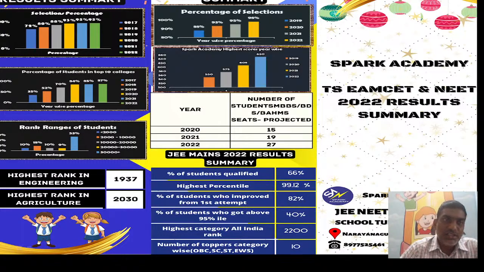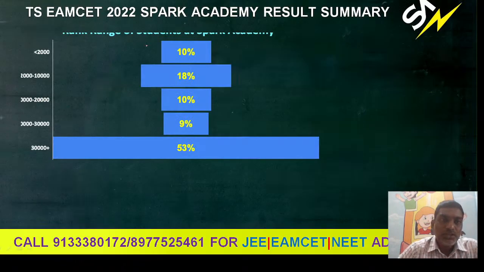Next, here you can see the TS EAMCET 2022 result summary and NEET 2022 result summary. Let us see separately. So TS EAMCET 2022 Spark Academy result summary. The students with rank less than 2000 are 10%. And next, 2000 to 10,000 we have 18% of the students, and next 10,000 to 20,000 10% of the students, 20,000 to 30,000 9% of the students, and more than 30,000 53% of the students are there.